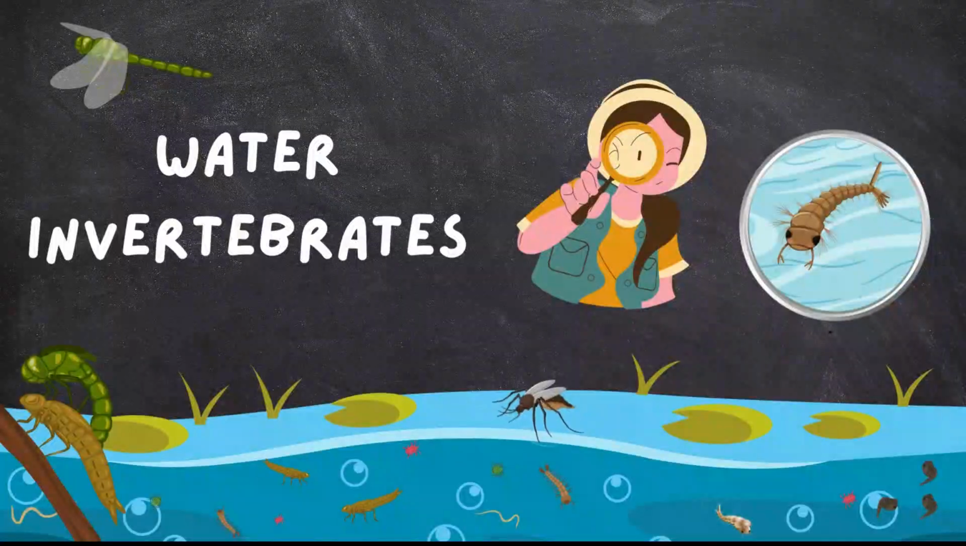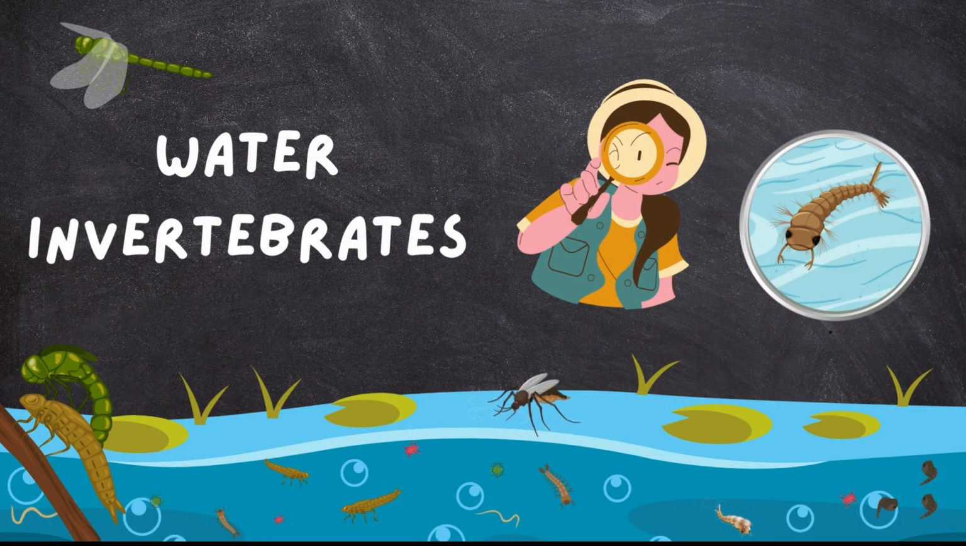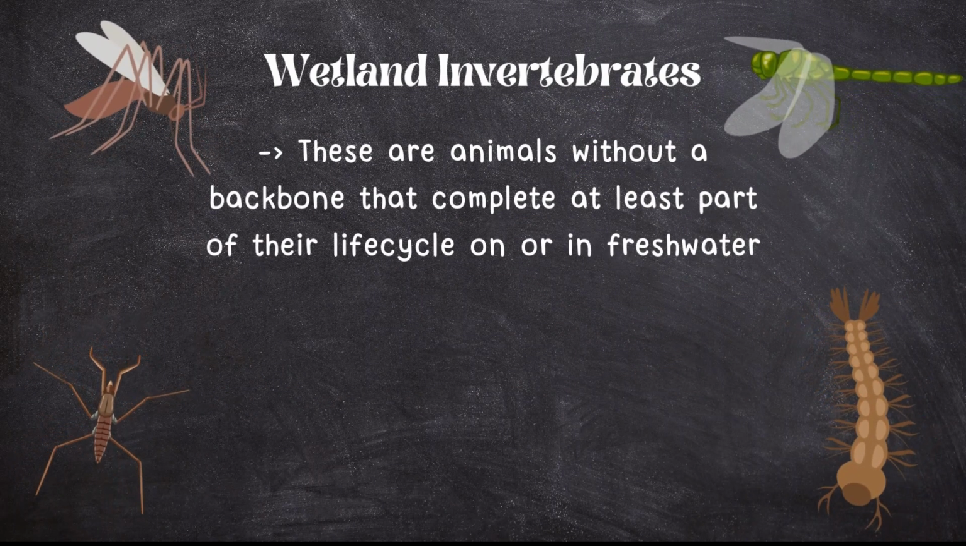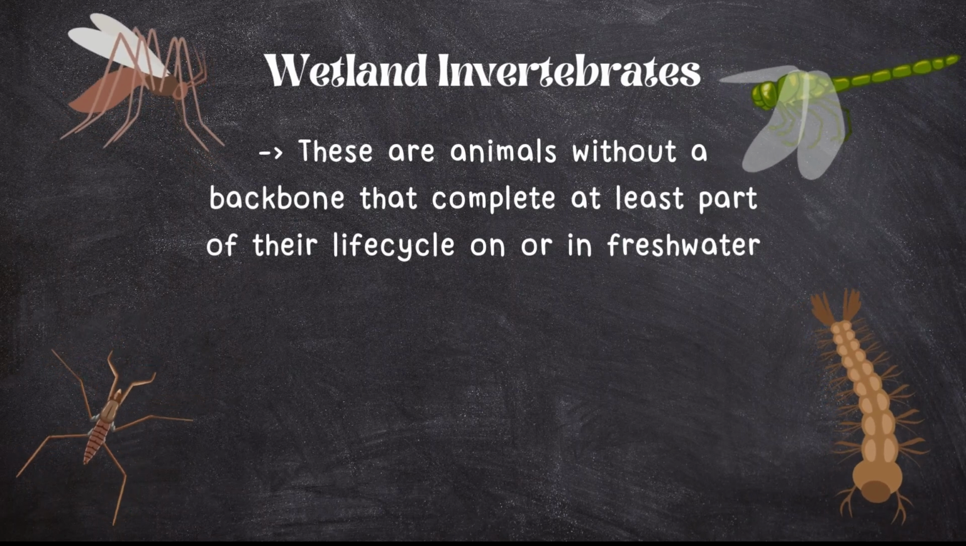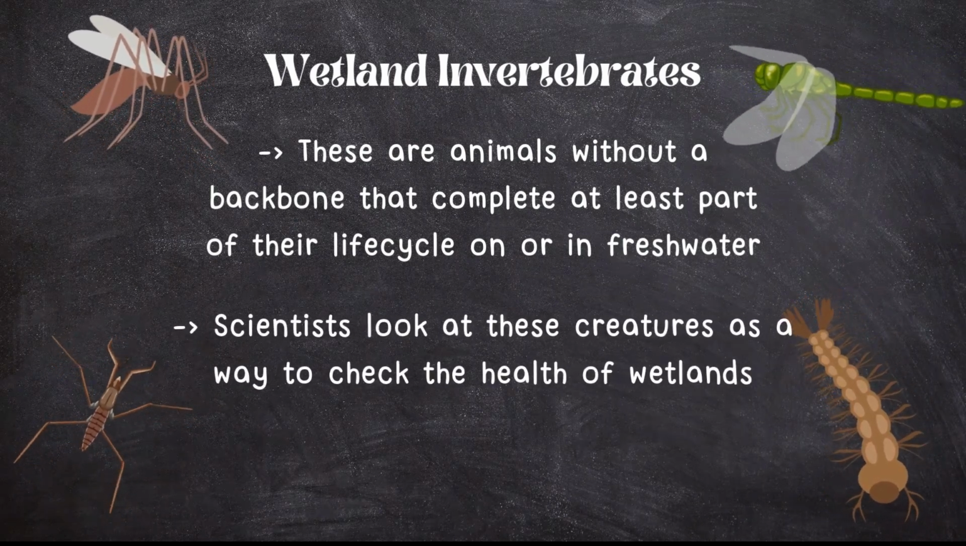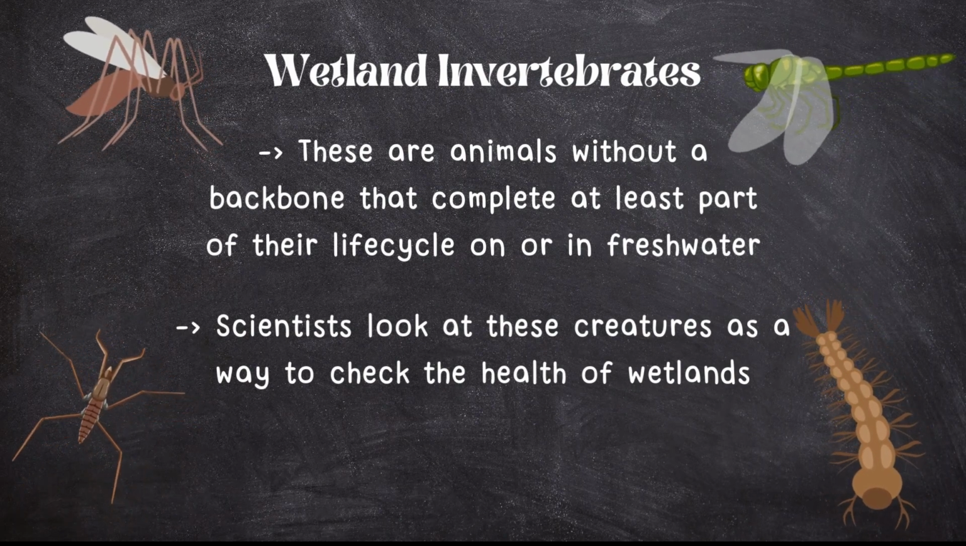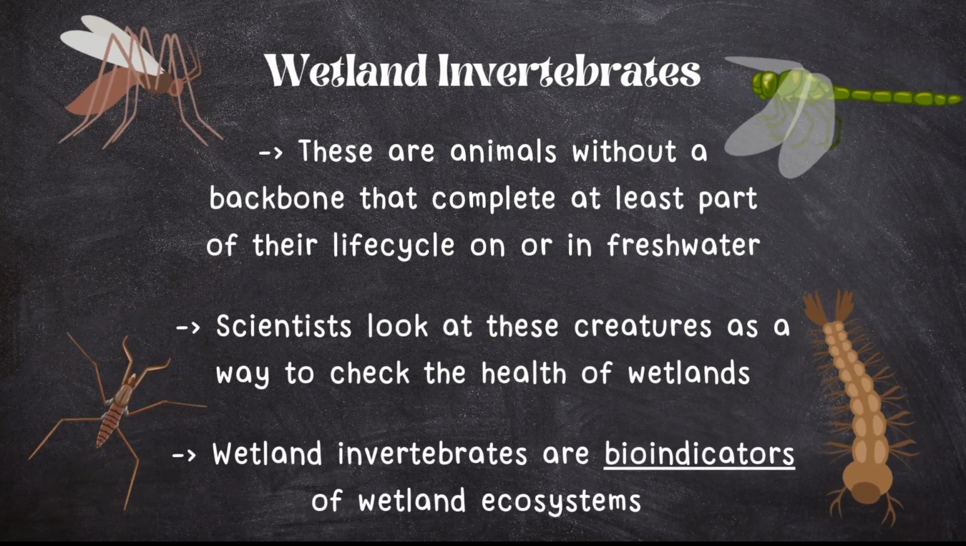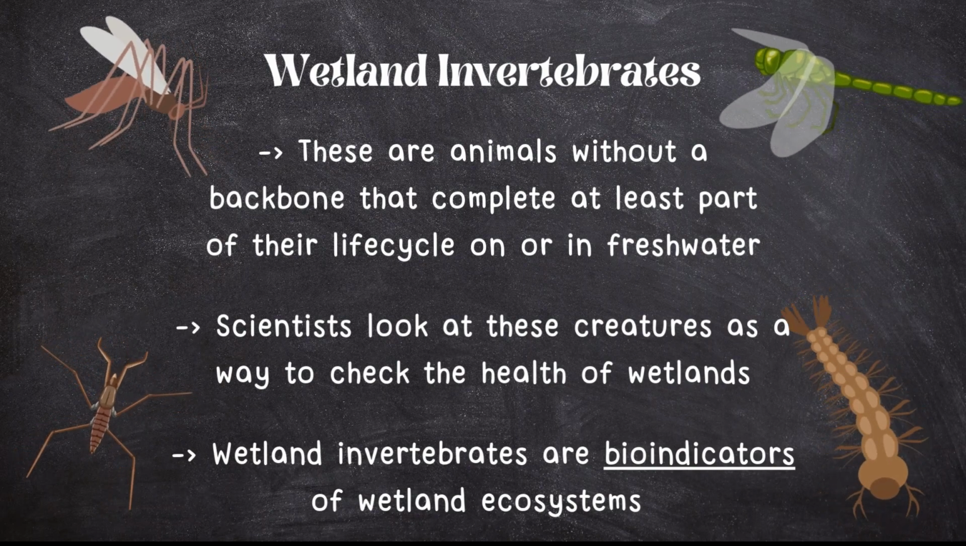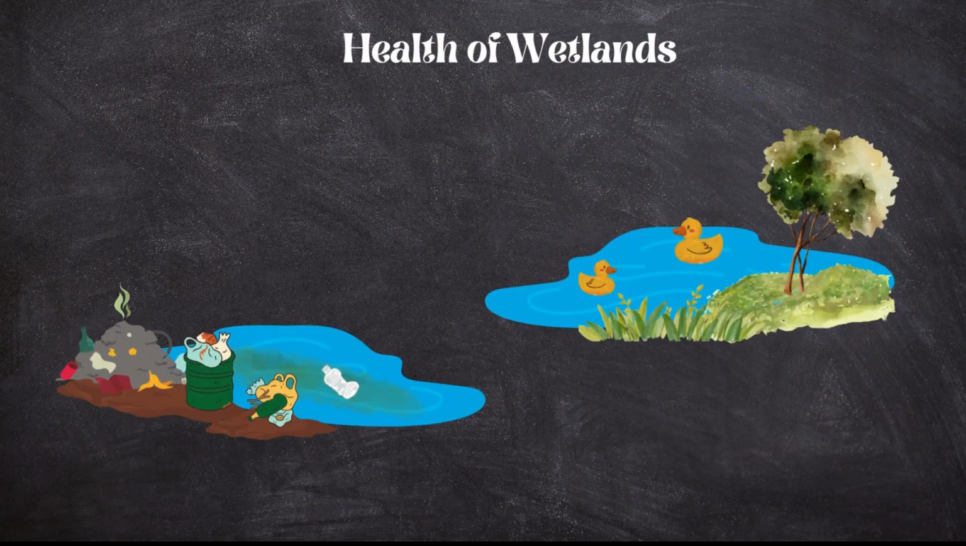Next, let's quickly take a look at wetland invertebrates. Wetland invertebrates are animals without a backbone that complete at least part of their life cycle in fresh water. Scientists examine these creatures as a way to check up on the health of wetlands. Wetland invertebrates are bioindicators of wetland ecosystems.